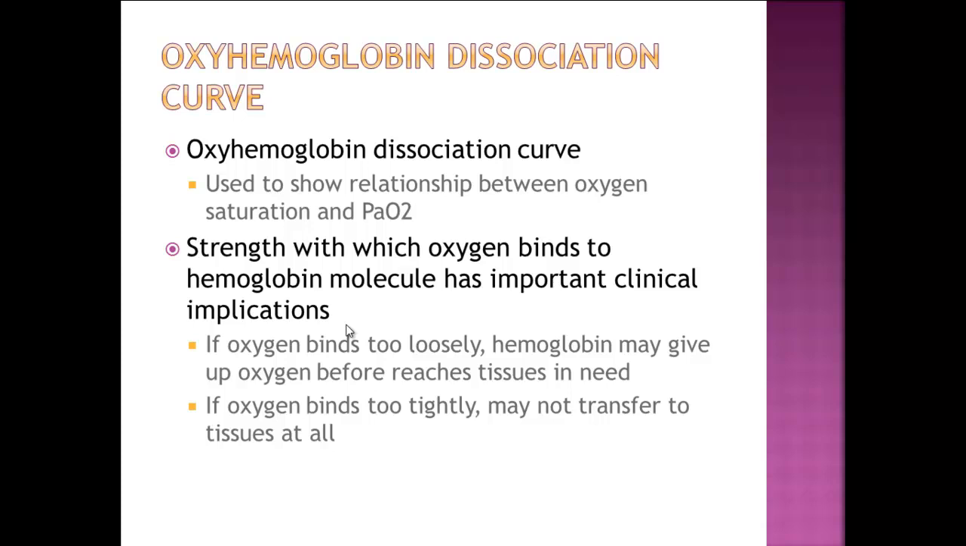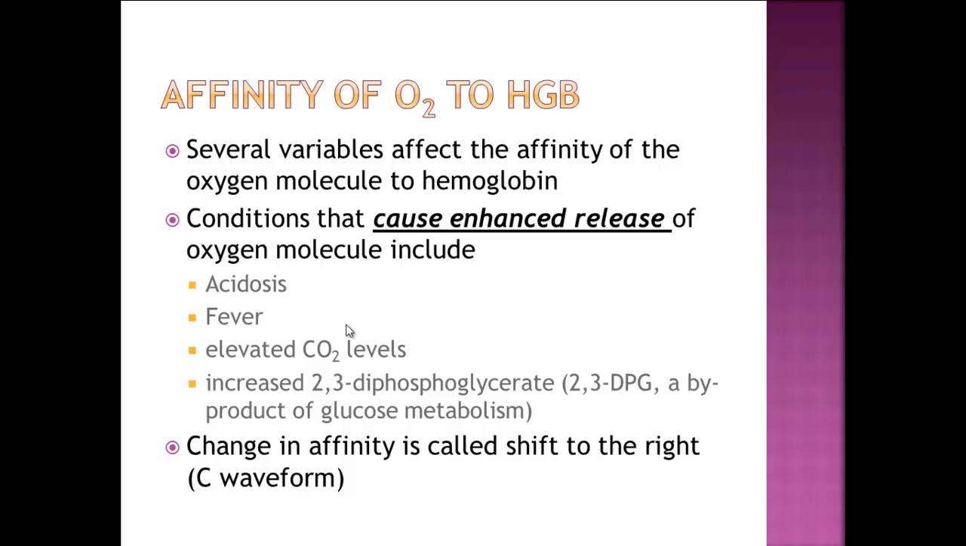If oxygen binds too loosely, hemoglobin might give up the oxygen before it gets to the tissues where it's needed. If it binds too tightly, it might not move to the tissues at all, but stay fixed on the hemoglobin. So we look at the affinity of the oxygen to the hemoglobin, and there are several things that will affect that affinity, or conditions that will cause enhanced release of the oxygen molecule. In other words, it lets go too soon before it gets to the tissue.